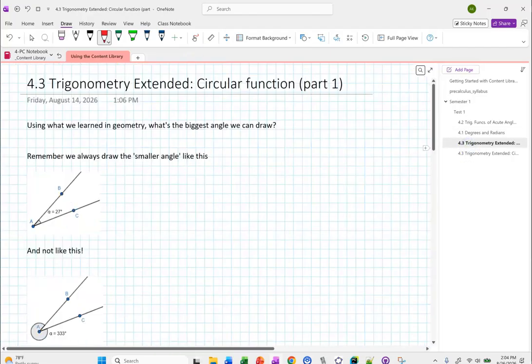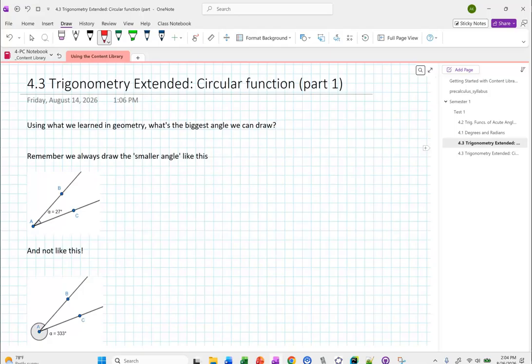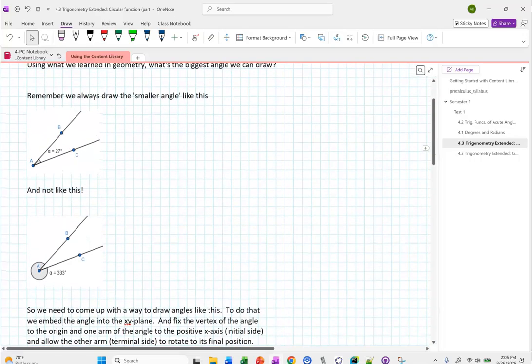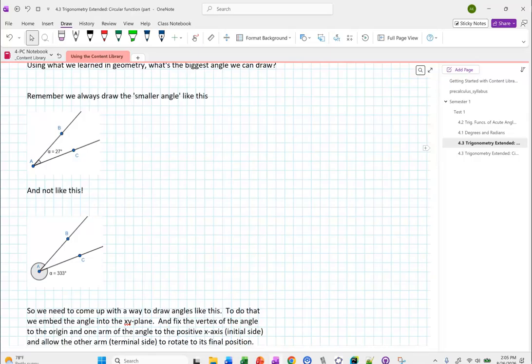Okay, so if you guys remember back to geometry, what was the biggest angle you could draw in geometry? 180 degrees, because it was a straight line, right? So when I drew an angle like this, we always measure the smaller option. We never measure the bigger way. Which means 180 was the biggest thing you could draw. We're going to fix that today.